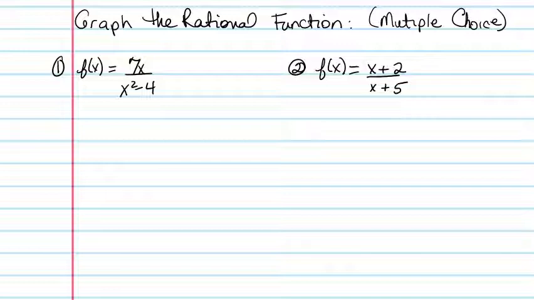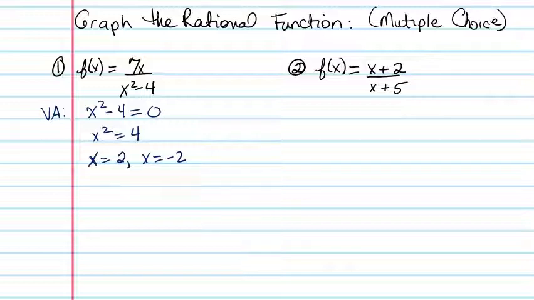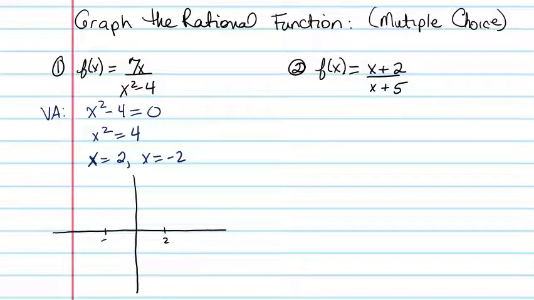And so what we're going to do first is the vertical asymptotes. And so we set the denominator equal to 0. We get x squared equals 4, so we get x is 2 and x is negative 2. So on my graph, I'm looking for a multiple choice graph with a vertical asymptote at 2 and negative 2.